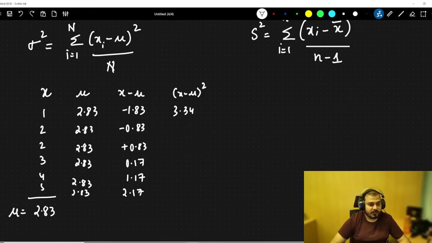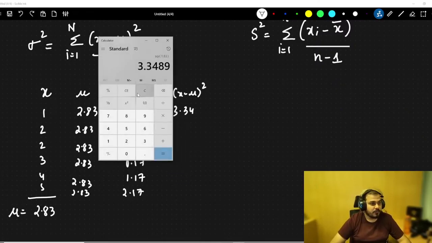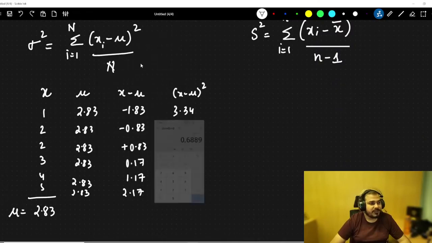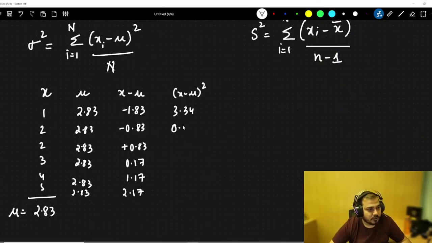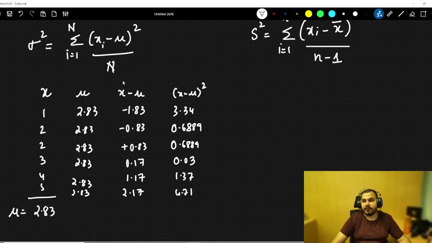0.83 whole square. Then again, we have to go and compute. So I will write 0.83 whole square, 0.6889. So here you can see 0.6889. Then here also I can see 0.6889. And then for the remaining one, you can do the calculation. So here it will be 1.37. And finally, you will be able to see 4.71.